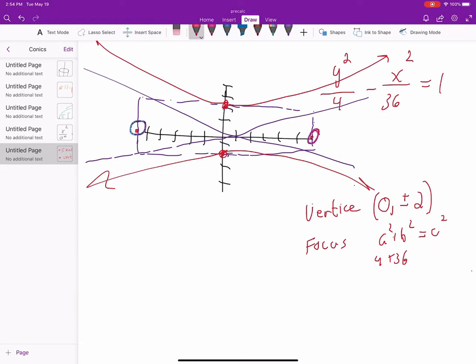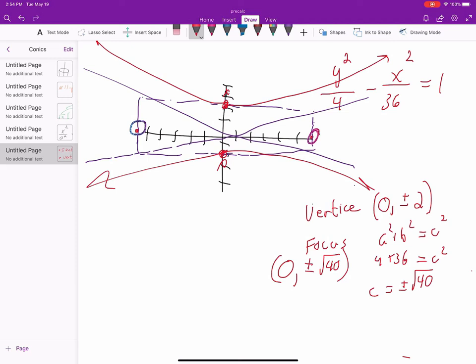Try that again. Equals c squared. So c is equal to plus or minus the square root of 40. And again, the focus points are sitting out here someplace. So we're going to go (0, 0), plus or minus square root of 40. So there are my focus points, and there's my asymptotes, and I got everything. So there's hyperbolas, all right?